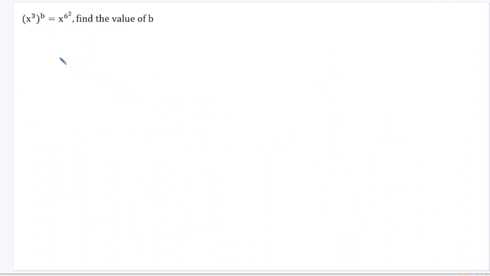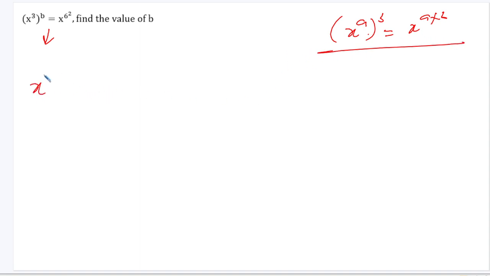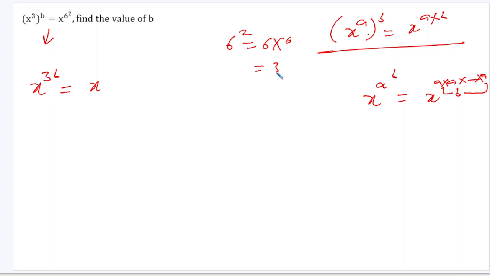Okay, going ahead. This question is related to the concept of, okay, let's check. Let's discuss first. This first side is about this formula: x to the a, whole to the power of b, is a product of these two. So this left hand side is 3b, and the right hand side is a to the power of b. That means a is multiplied b times. So this will become 6 times 6. So 6 square. 6 square is nothing but 6 times 6. That's 36.